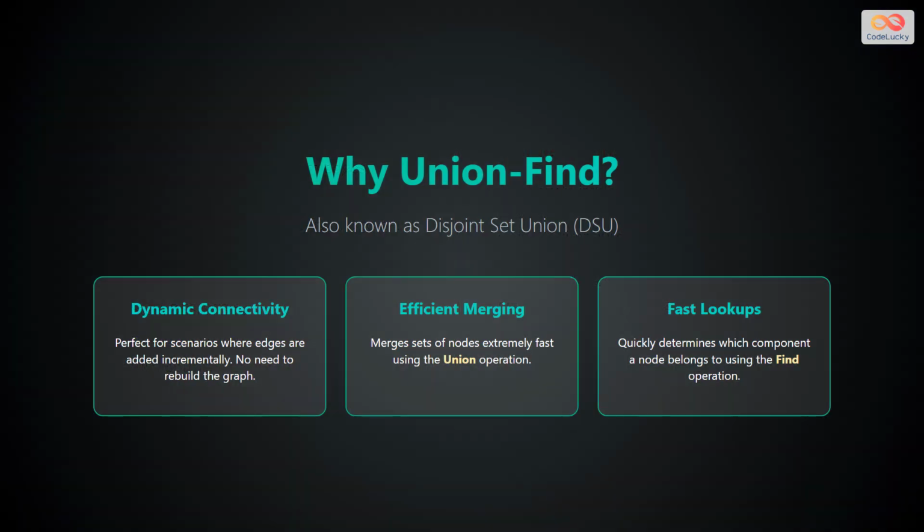This is where union find, or disjoint set union, shines. It is a data structure designed specifically for managing disjoint sets. It excels at dynamic connectivity, allowing us to add edges and merge sets efficiently without rebuilding the graph. It relies on two main operations, find and union.